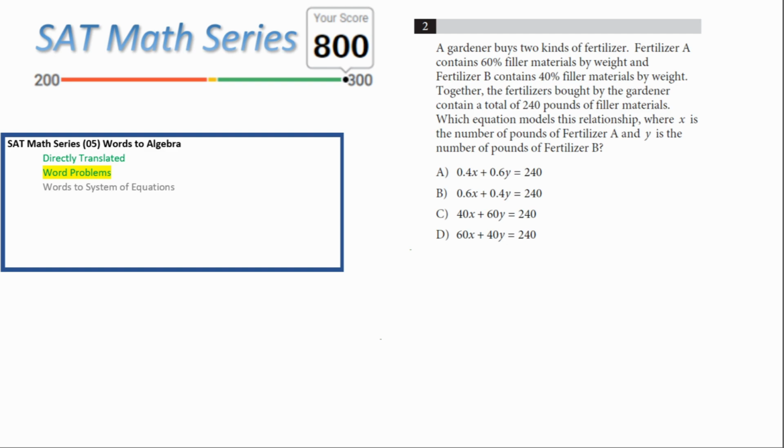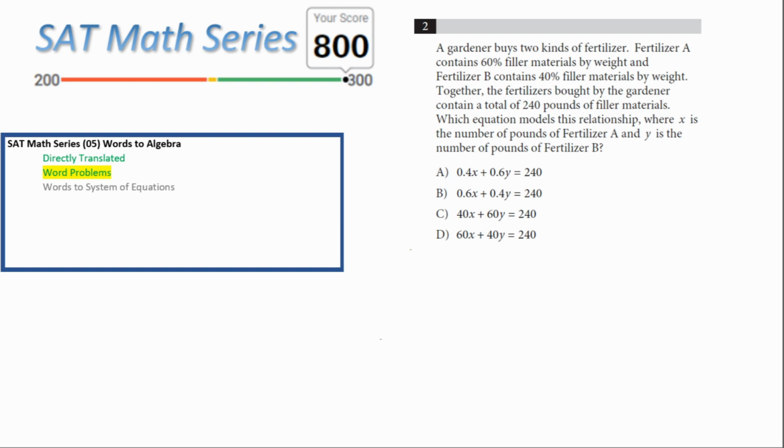Let's look at another that might be a little harder. A gardener buys 2 kinds of fertilizer. Fertilizer A contains 60% filler material by weight, and fertilizer B contains 40% filler material by weight. Together, the fertilizers bought by the gardener contain a total of 240 pounds of filler materials.